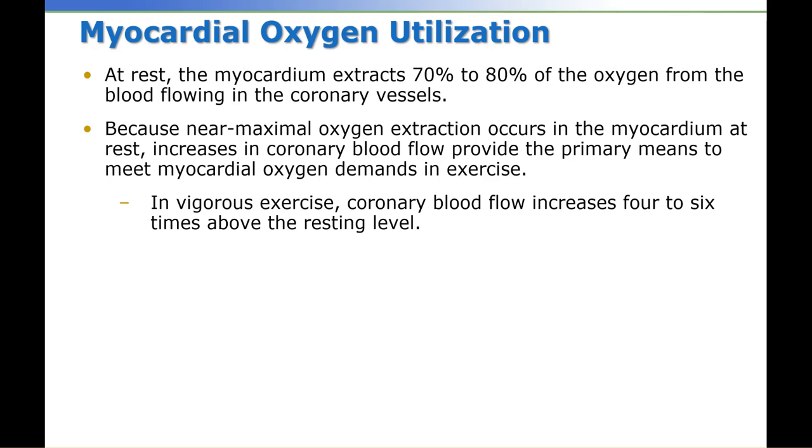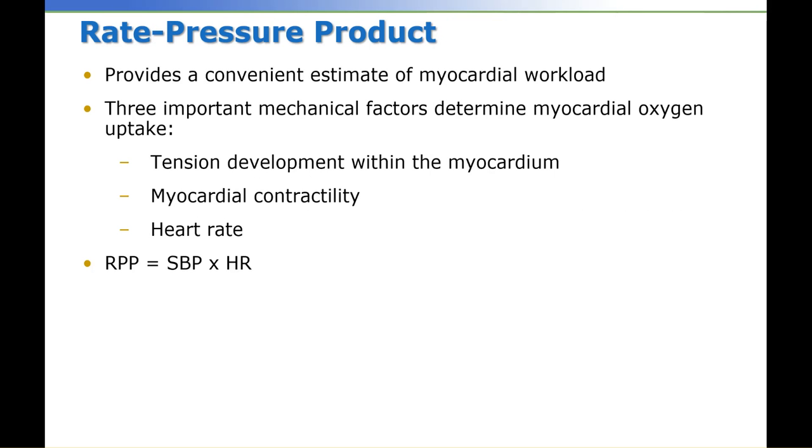Basically, the blood flow increases a large amount during vigorous exercise. Okay, that's rate pressure product. What we're talking about here is that it provides a convenient estimate of myocardial workload. Three important mechanical factors determine myocardial oxygen uptake: tension development in the myocardium, myocardial contractility, and heart rate. So your rate pressure product is the systolic blood pressure times heart rate.